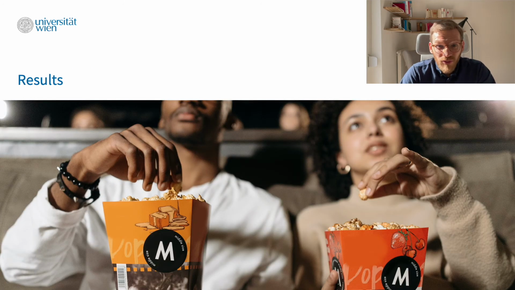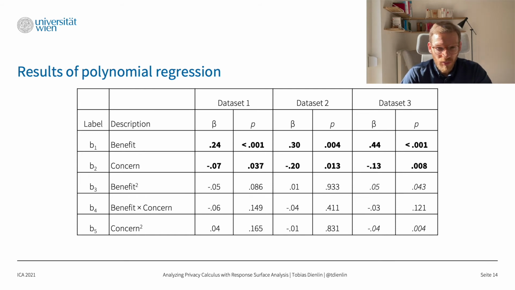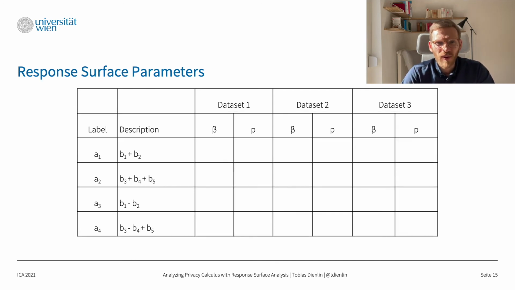Okay, so what did we find applying response surface analysis? First, if we look at the polynomial regression coefficients, we do see that in all 3 datasets, both concerns and expected benefits were associated substantially with disclosure behavior. If we look at the additional parameters, we did not find any particularly striking patterns. Now, to the central results, if you look at the response surface parameters, so the line of congruence and the line of incongruence, what do we find?